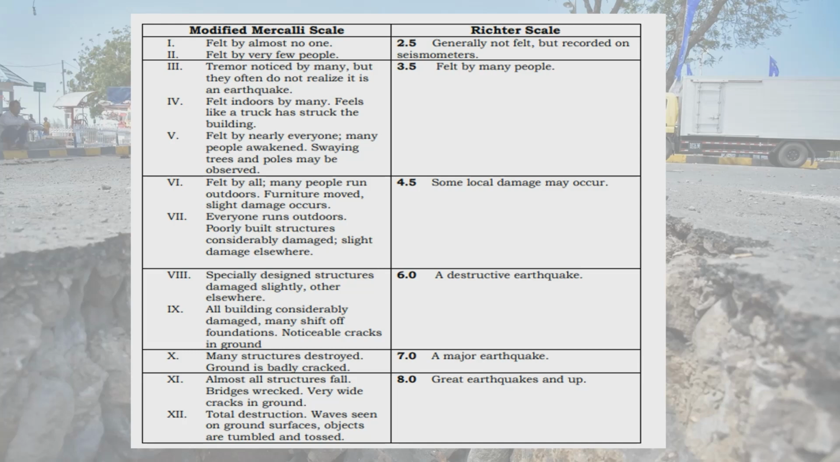You notice it keeps going up, and as the level increases, the effect on the surroundings or on the area becomes greater. Up to 12, it is total destruction, waves seen on the ground surface, clearly visible, objects tremble and are tossed.